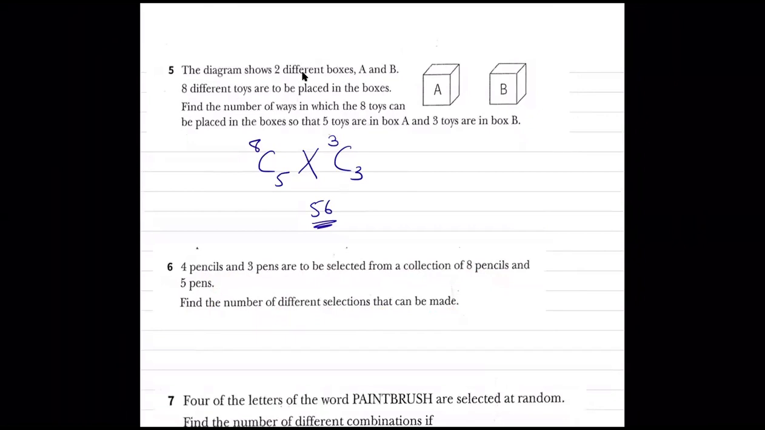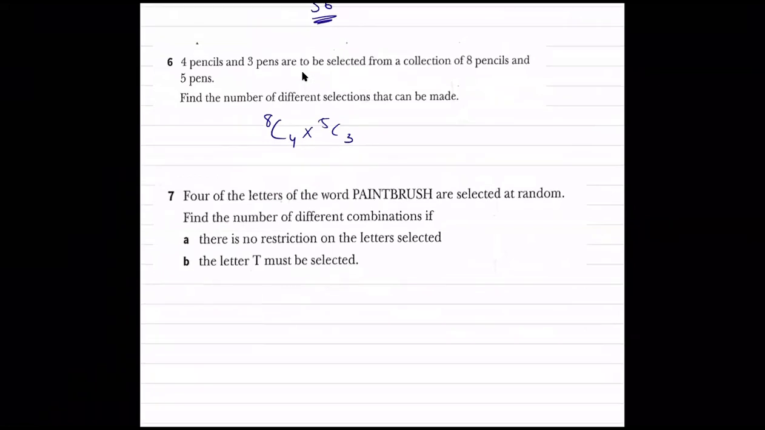8C4 and 5C3. Correct. 8C4 and 5C3. ठीक है, अब इसको solve नहीं करना, आगे चलते हैं.